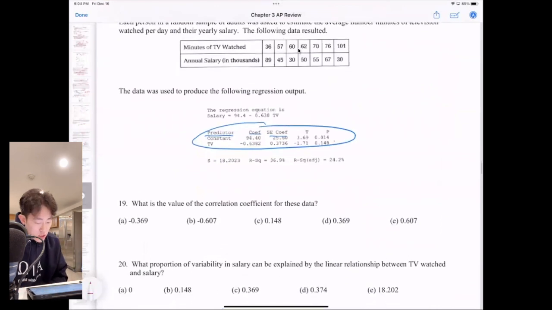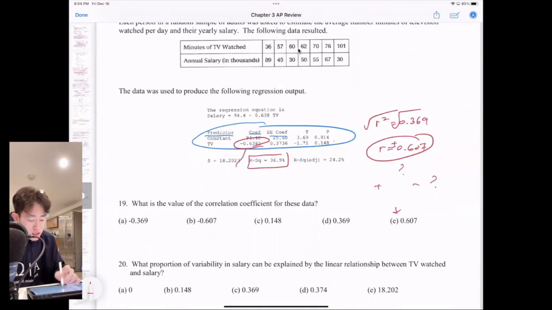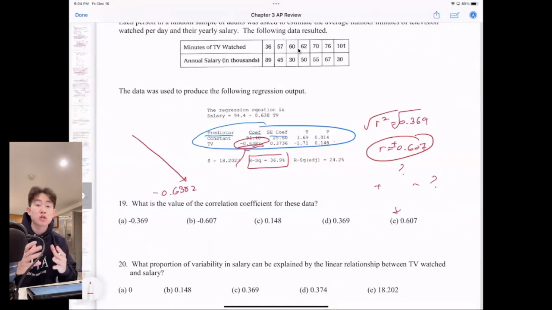What is the value of the correlation coefficient for these data? Now, I know that you guys can say that R squared is 0.369, and when you square root that, I believe you do get 0.607, and then you would have picked E. But please take a look at the slope. Please be careful because it's a plus and a minus when you square root those two sides. So is it going to be positive or negative? Well, look at the slope. The slope is going downwards, as you can see. It's a negative 0.6382. So if it's going down, your relationship also has to be going down. So your R value also has to be negative, which makes this B.